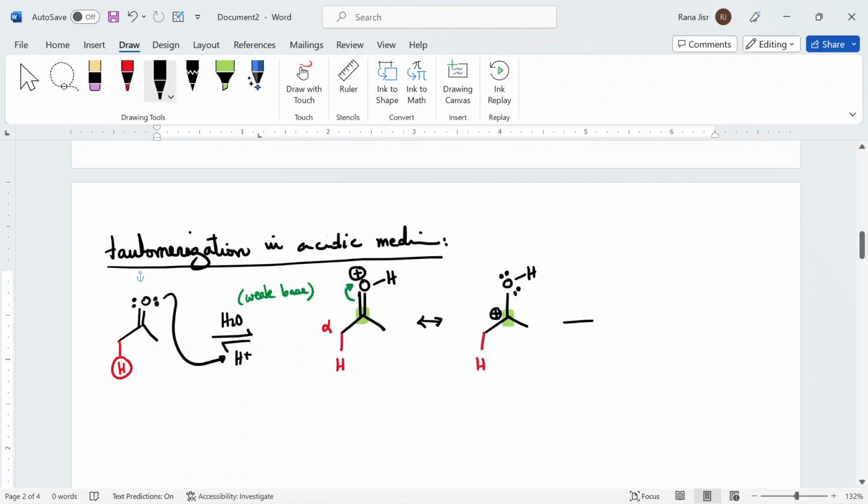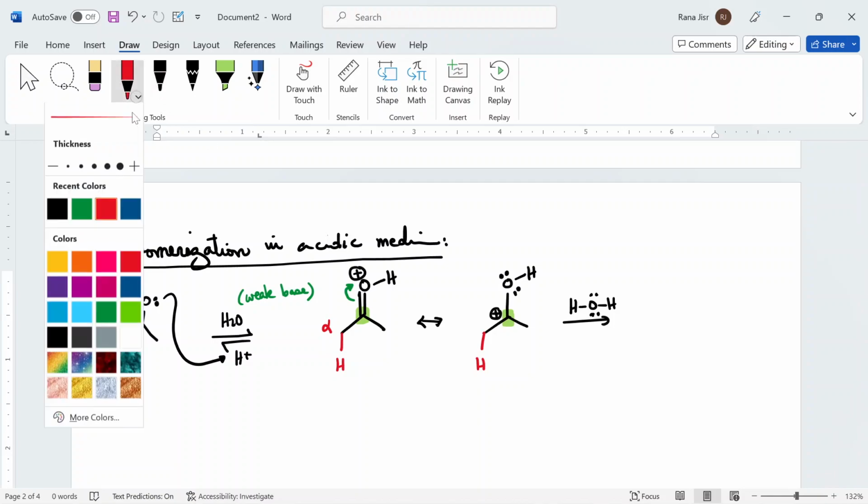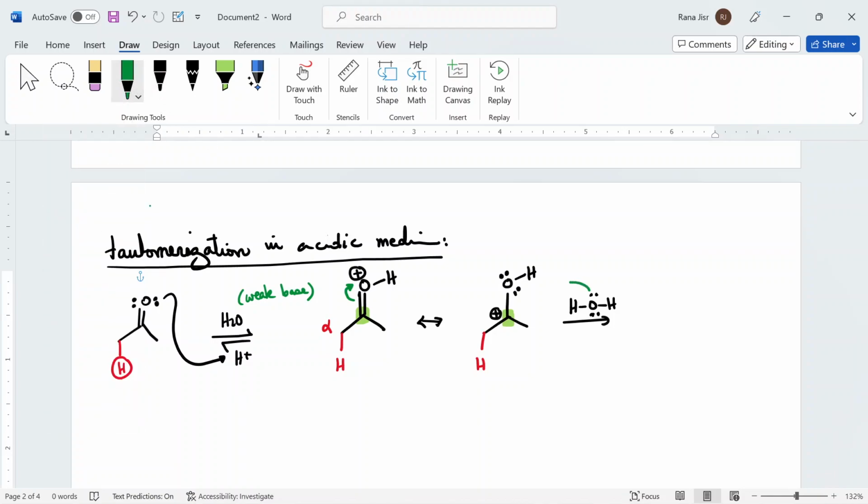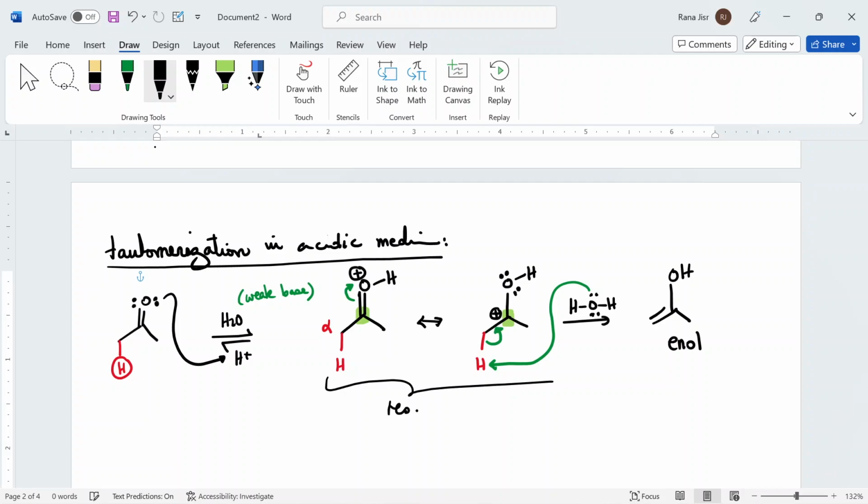Now my next step over here is the water. The water, which is the weak base, is going to come and attack, and it's going to take that acidic hydrogen. It's going to form a double bond, and I would end up getting my enol in this case. These two are resonance stabilized cations.